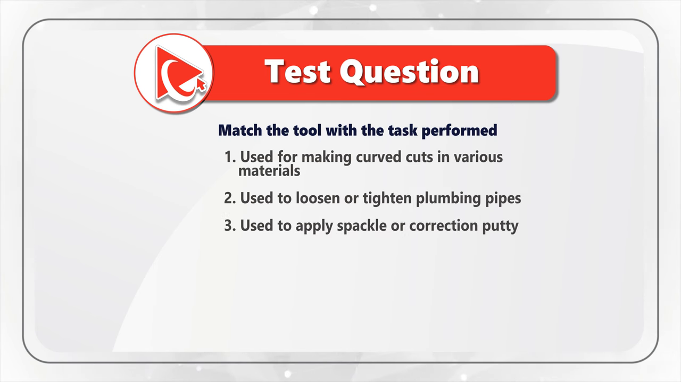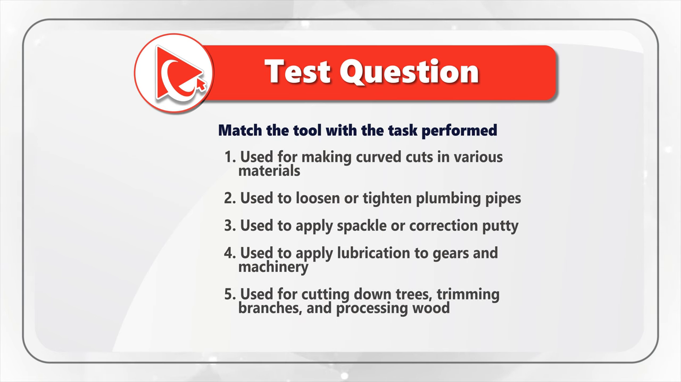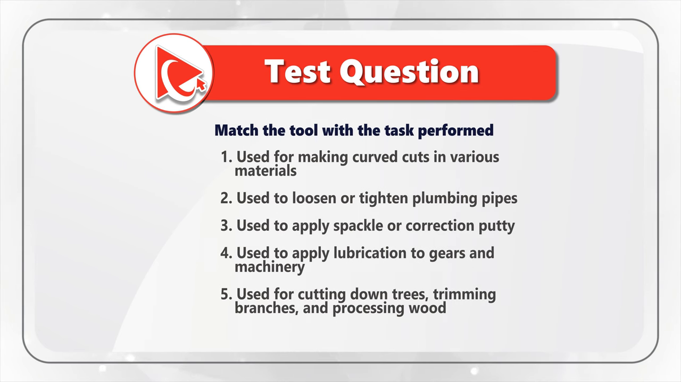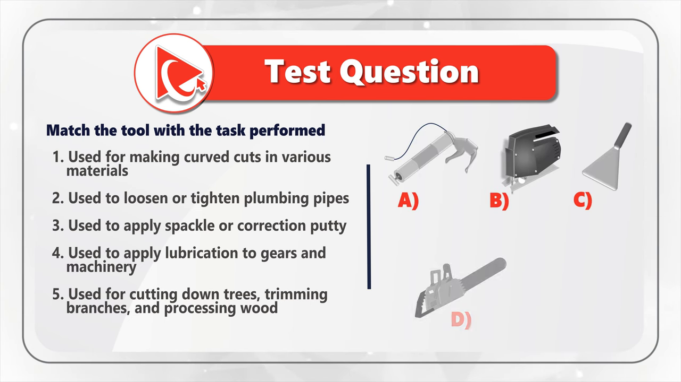Choice 3, used to apply spackle or correction putty. Choice 4, is used to apply lubrication to gears and machinery. And last but not least, choice 5, is used for cutting down trees, trimming branches, and processing wood. And you need to match this description with choices A, B, C, D, and E. Take a close look to see if you can come up with the answer.